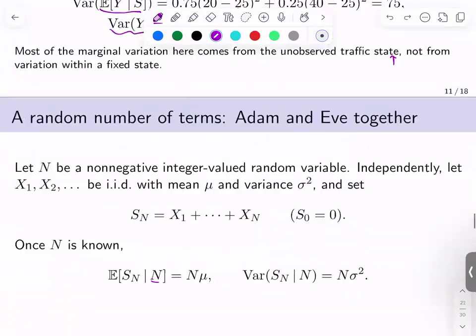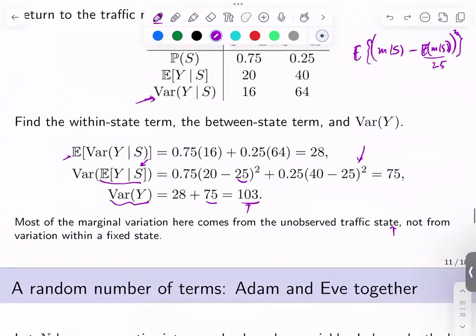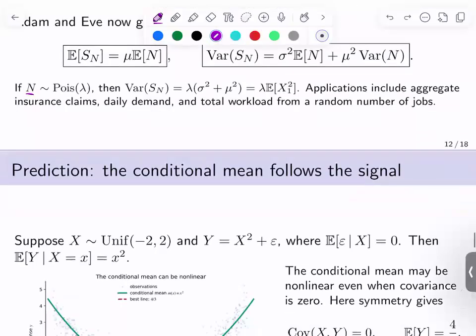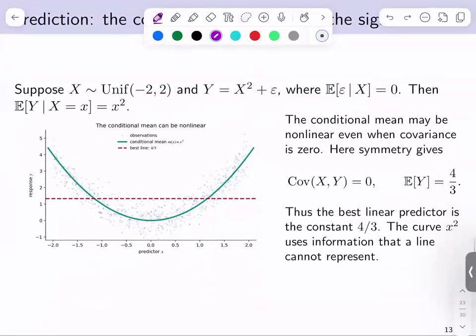Any questions so far? We have about 15 minutes to talk about the prediction idea, which is really the punchline. Questions about Adam's and Eve's law and conditional expectation and variance?